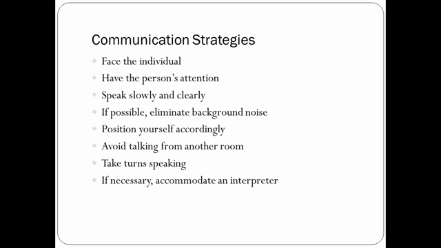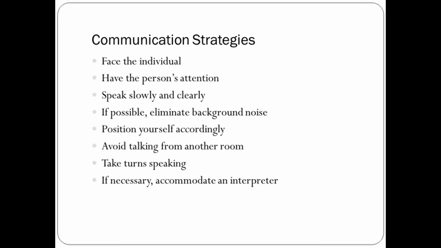Position yourself accordingly. If the individual with a hearing loss hears better in one ear than the other, try to make a point of remembering which ear is better to avoid speaking in their poorer ear. Avoid talking from another room. Speaking in another room eliminates visual cues and can make sound muffled or distorted. This listening situation can even be difficult for individuals without a hearing loss.